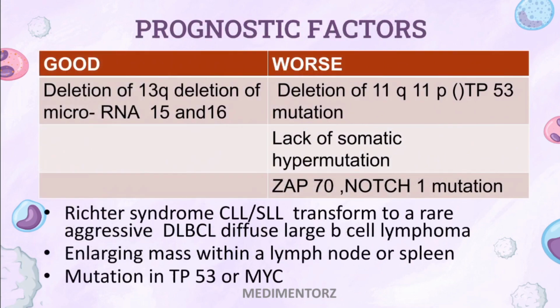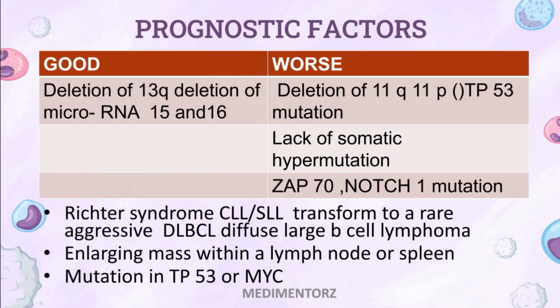Let's see about the prognostic indicators of CLL. The deletion of 13q and deletion of microRNA 15 and 16 indicates good prognosis, whereas the deletion of 11q, 17p and TP53 mutation indicates worse prognosis. And also lack of somatic hypermutation and mutation in ZAP70 and Notch1 gene indicates worse prognosis.